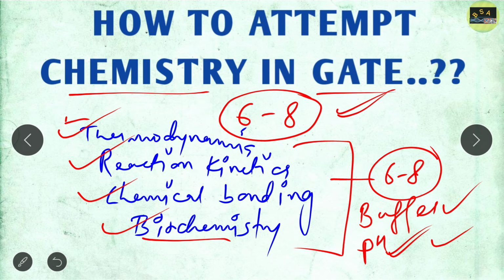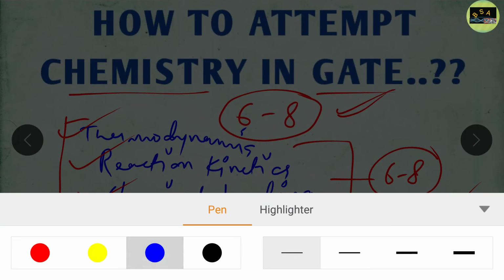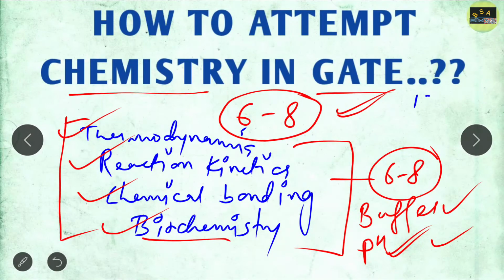Just go for these 4 units. And if you get 6 to 8 marks, then your total marks become, in general aptitude it is 10, and in chemistry I took 7 as an average. Then your total marks till now become 17.